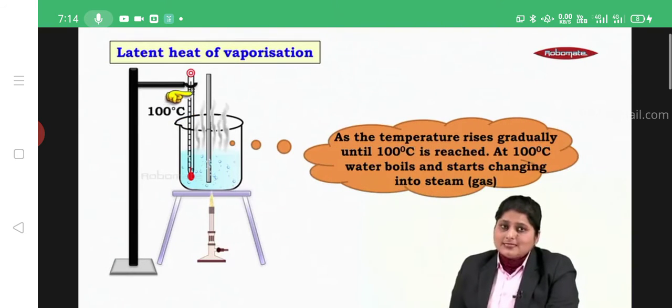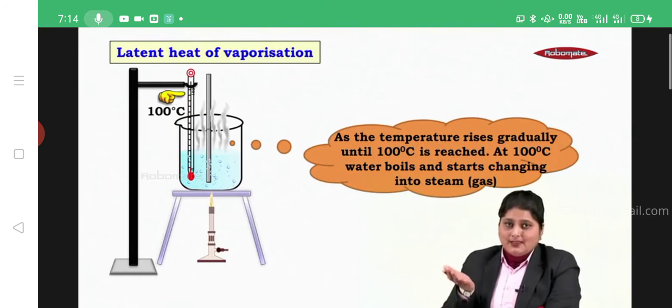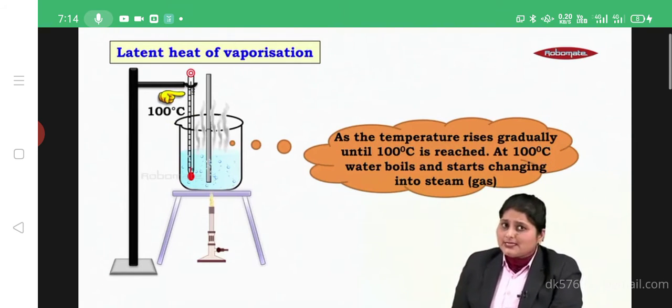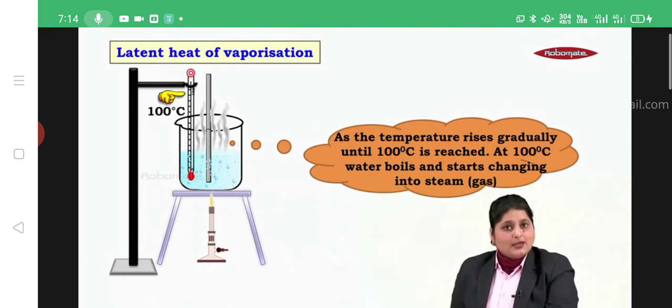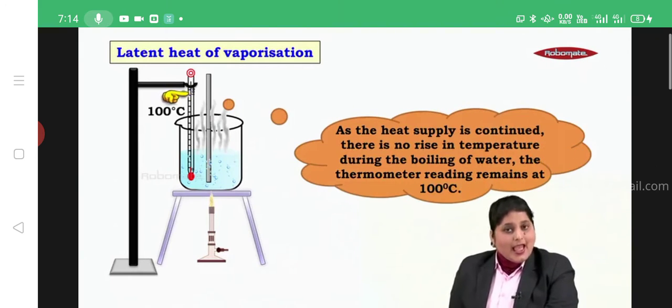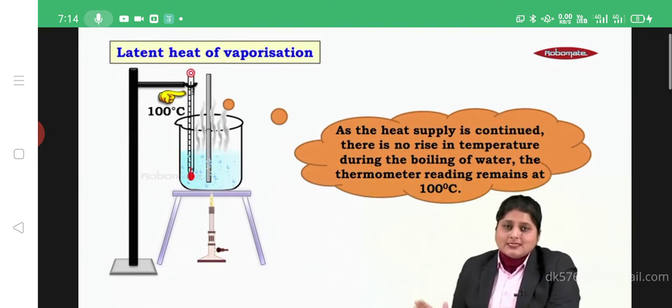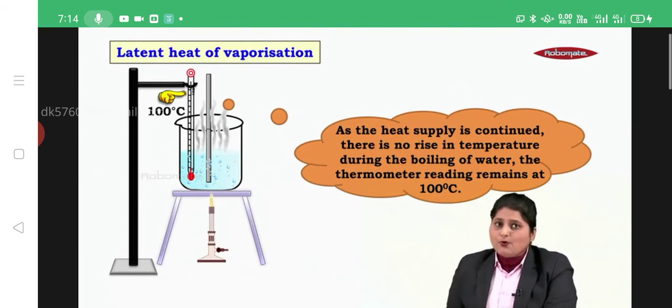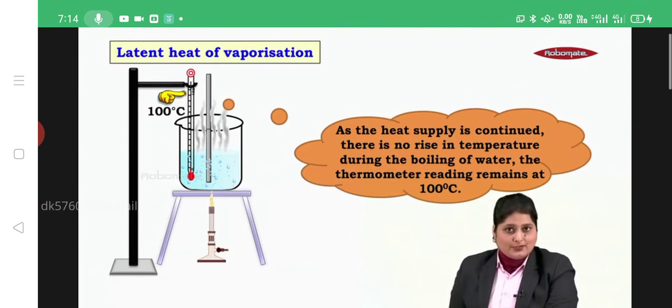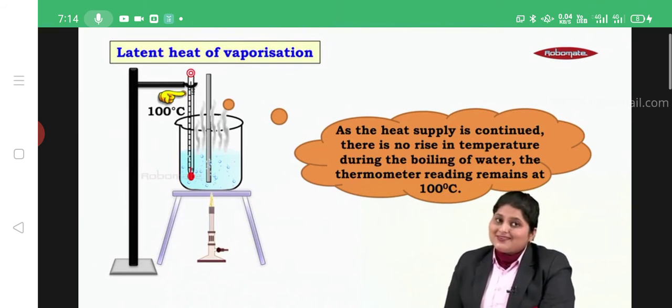Now, the temperature rises gradually until it reaches 100 degrees Celsius. At 100 degrees Celsius, water boils and starts changing into steam, or the gaseous state. As the heat supply is continued, we are not stopping the heat, we are continuously supplying heat. There is no rise in temperature during the boiling of water. The thermometer reading remains at 100 degrees Celsius. So we say for sure that the boiling point of water is 100 degrees Celsius.